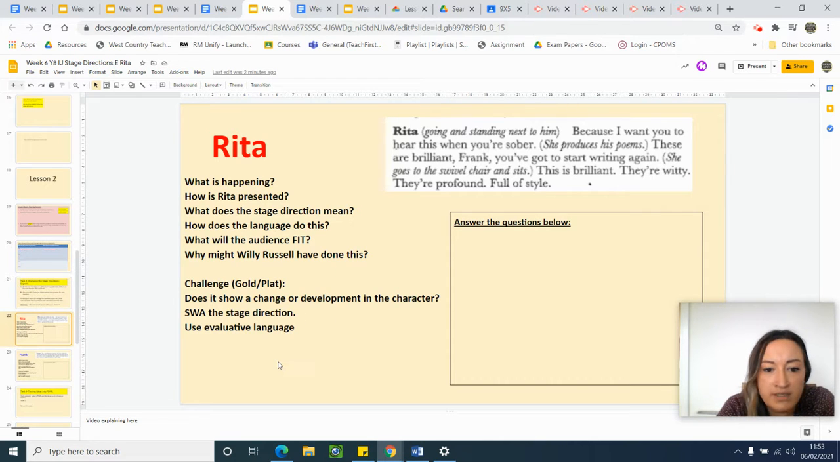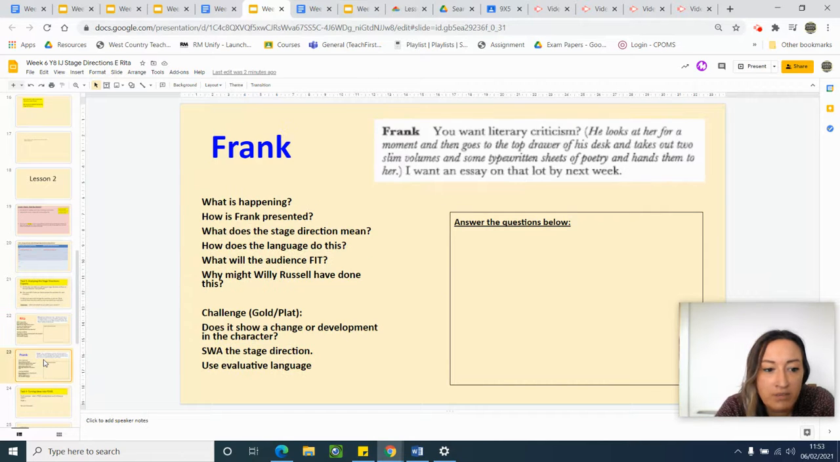There are some challenges there as well. Does it show a change or development in the character? Can you use any single word analysis on the stage direction? And can you use any evaluative language? Then likewise on slide 23, there's a similar thing for Frank.